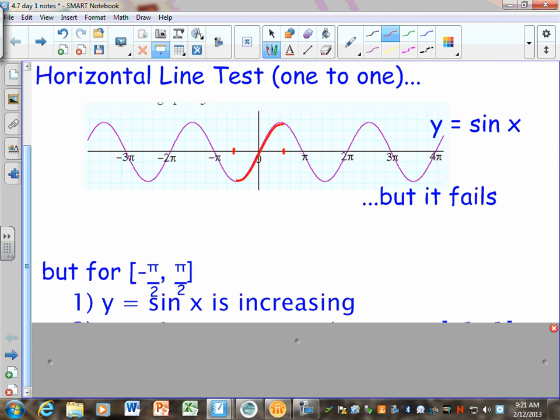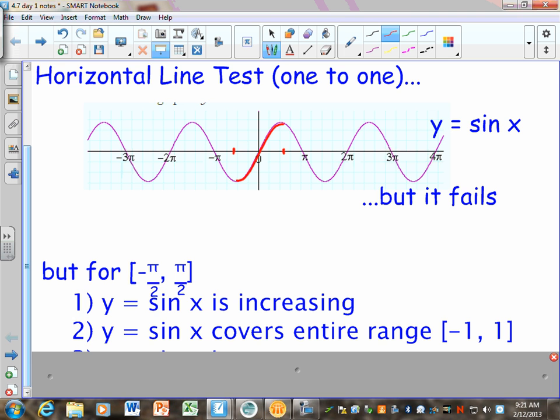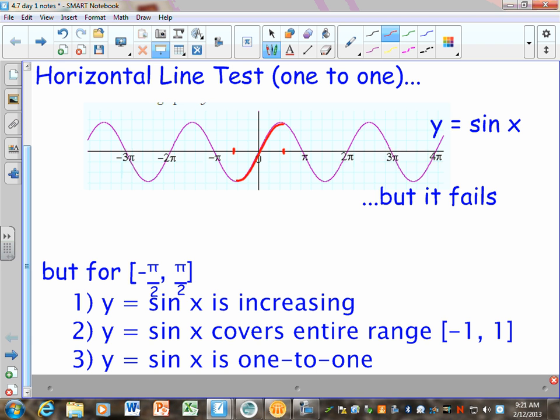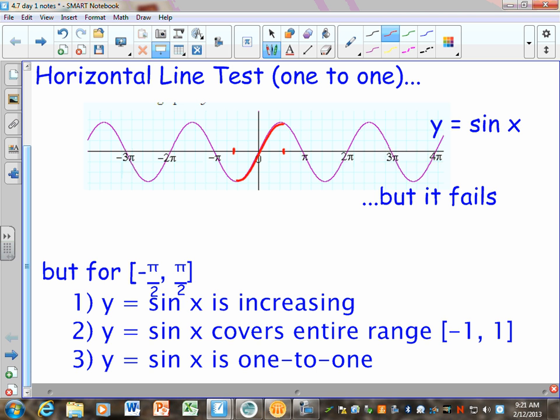The other restriction on picking this domain is that it covers the entire range, like it goes from the lowest y value to the highest y value. At negative pi halves, it's at negative 1. At positive pi halves, it's up there at 1. So that's another rule that you have to have in order to restrict the domain. And then the third one, probably the one that makes the most sense to us, is it's 1-to-1, which means it passes the horizontal line test. That's what 1-to-1 means.